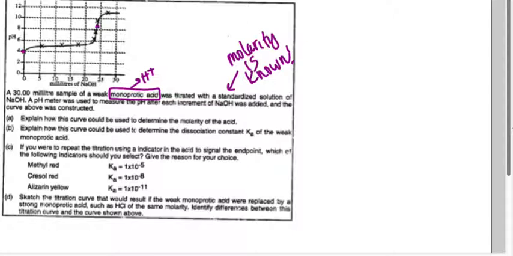Where do we go? The middle of the sharp rise. Remember going there? That's called the what? Equivalence point. What's true about the equivalence point?